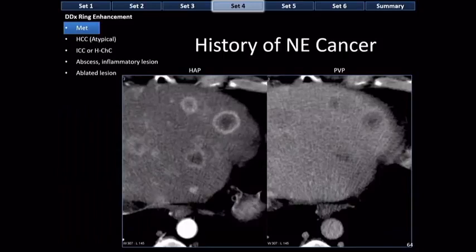Well, this is a nice case. Look at the arterial phase on the left, and you see all these little enhancing areas. All of these are metastases. Notice that the small ones are diffusely enhancing and homogeneous.